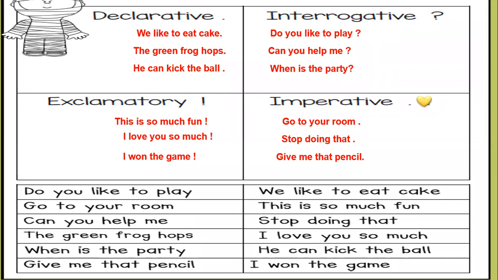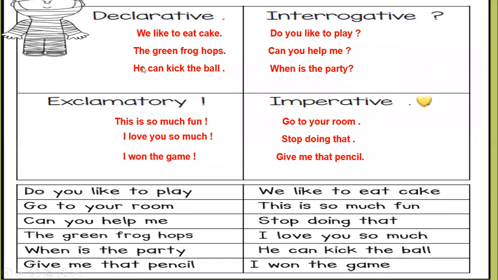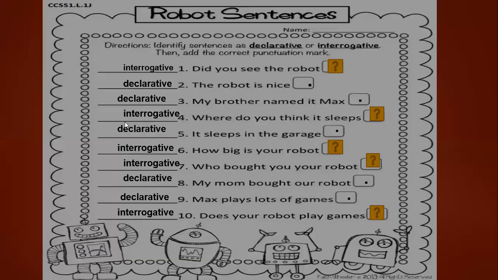will use a question mark, and it starts with do, does, did, how, when, what, and so on. The exclamatory shows a feeling like I love, this is fun, I'm sad, and so on. I won. So it shows that he's happy, right? And by the way, the last sentence, I won the game, can be a declarative and can be an exclamatory. Now this one, we don't have time for it, so I'll just skip it.